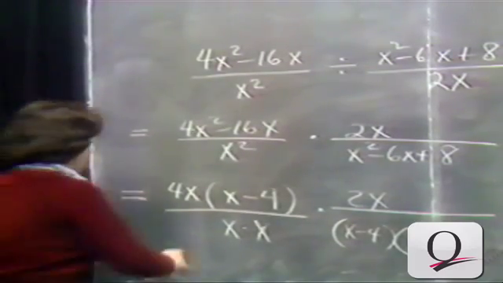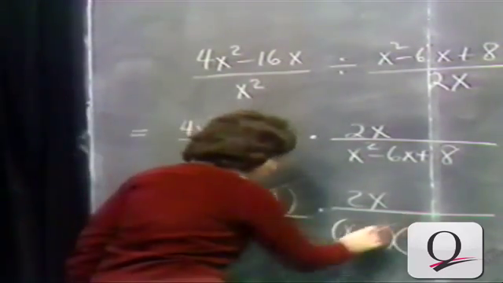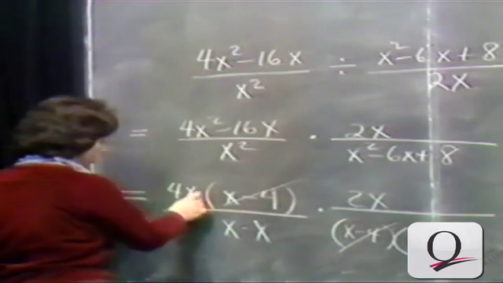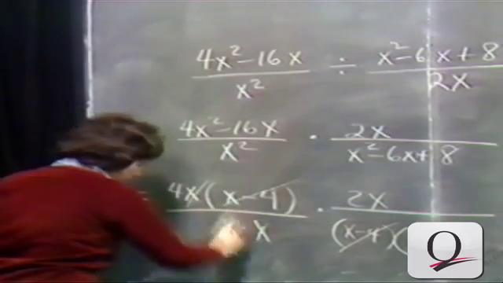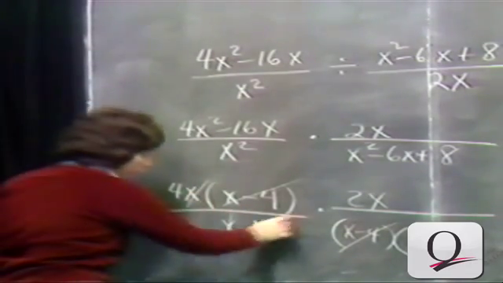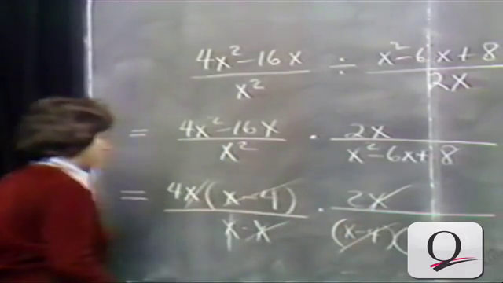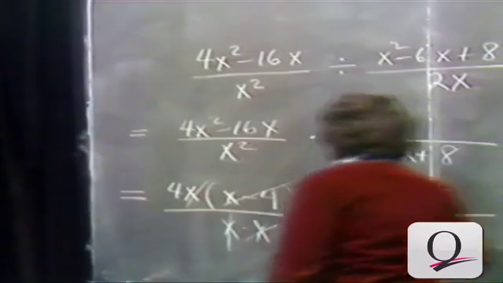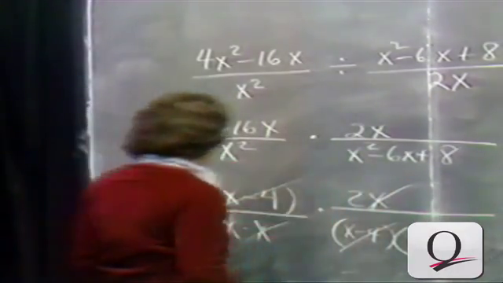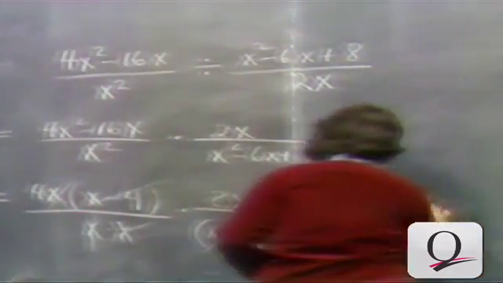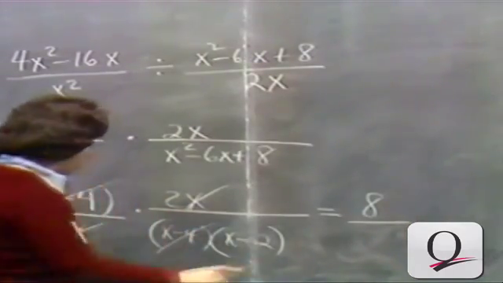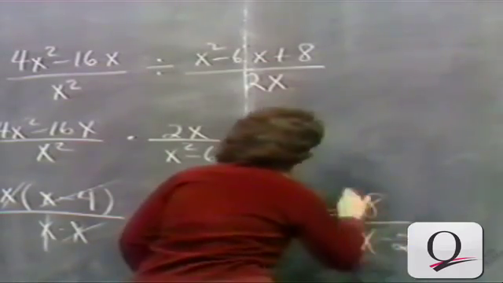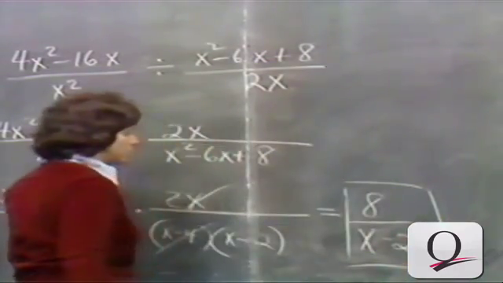Let's see, we can cancel out the x minus 4 on the top and the bottom. Okay, we can cancel this x with this x. We can cancel this x with this x. Okay, that's about as far as we can go, giving us now on the top, the only thing that remains is the 4 times 2, which is 8. And on the bottom, these are all 1s, x minus 2. Okay, and that's as far as you can go.